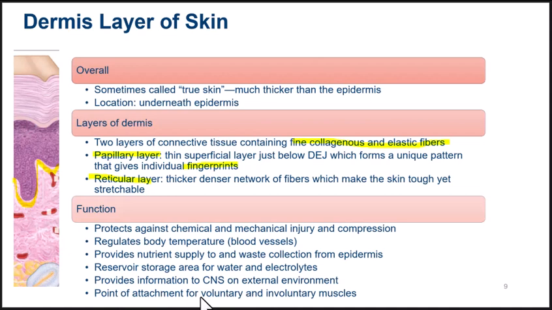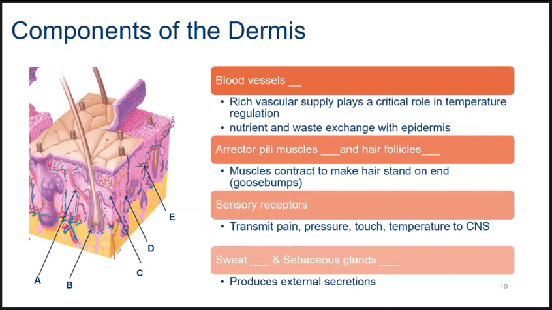And it's also a point of attachment for many of our voluntary, so that means what we have control over, and our involuntary, what we don't have control over, muscles throughout our body. And again, that'll be a topic that we'll get into more once we get to the muscular system unit.